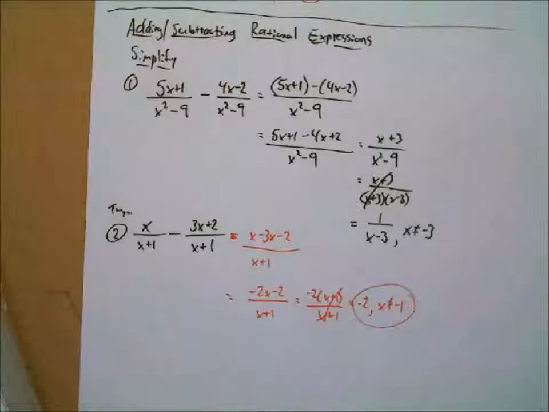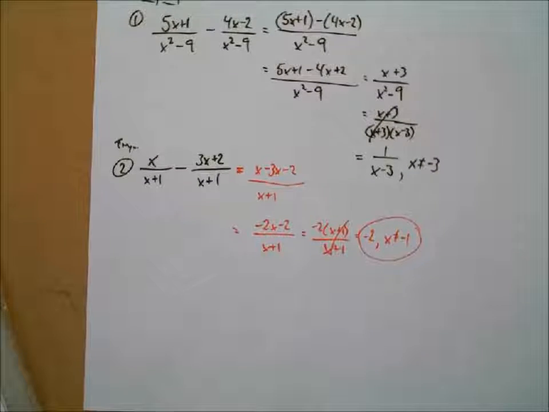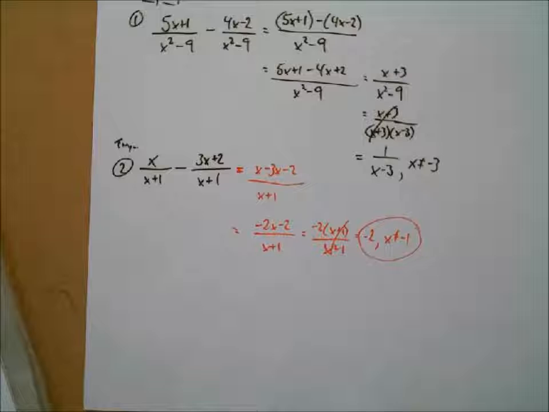There's what you should have gotten. Negative 2. Just negative 2. And of course, that's for x values not equal to negative 1, right? So those are equal, that is simplified down just to negative 2, as long as x is not equal to negative 1. Okay? Questions on any of that?